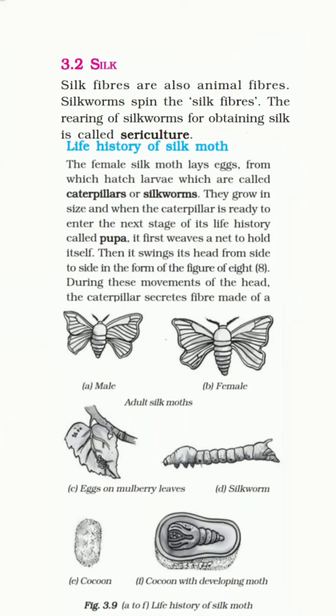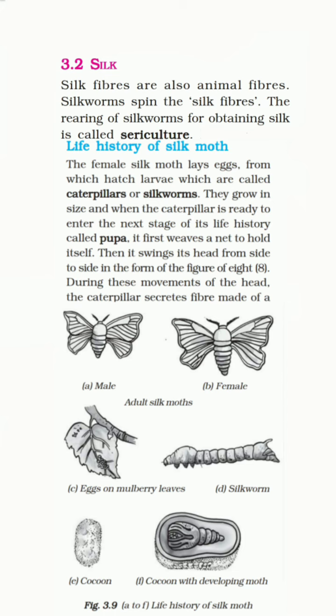Okay class, so today under the heading of animal fibers, we are going to know about silk. So as you can see in the slide, silk fibers are also animal fibers. Silkworms spin the silk fibers. The rearing of silkworm for obtaining silk is called sericulture.